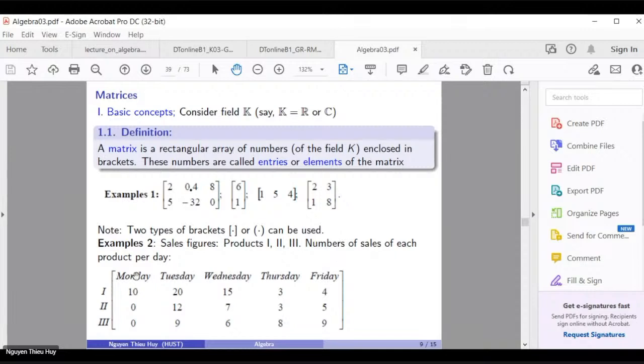For example, here on Monday they sold 10 of product 1, 0 of product 2, and 0 of product 3, and they are recorded in the column, right? And the next day, Tuesday, the numbers of sales of each product are recorded in the second column. And so on. At the end of a week, you obtain a table. You obtain a rectangular array, and actually this is the matrix.